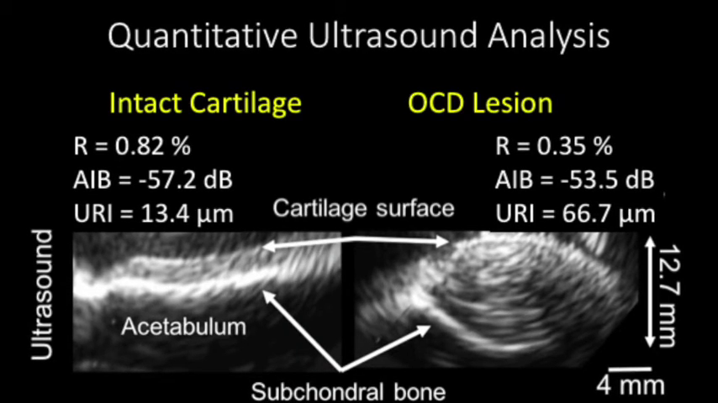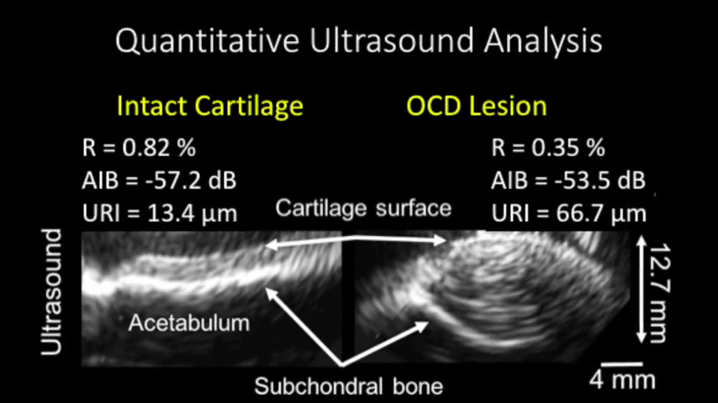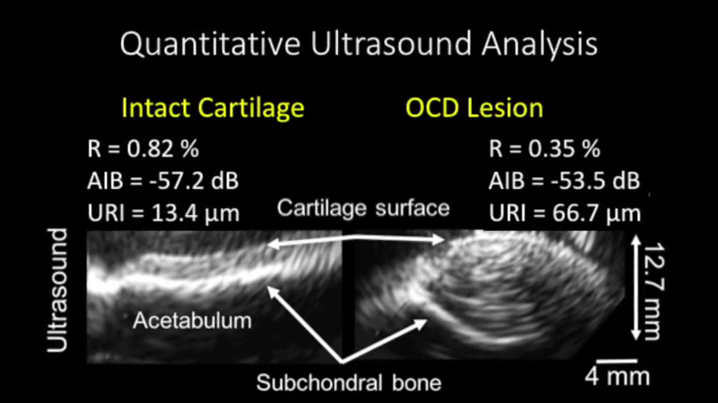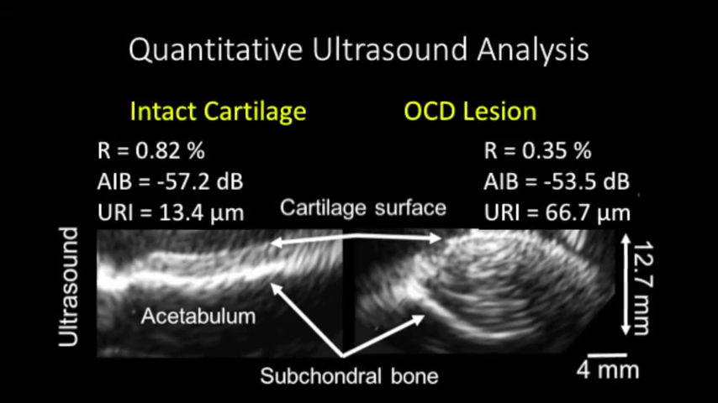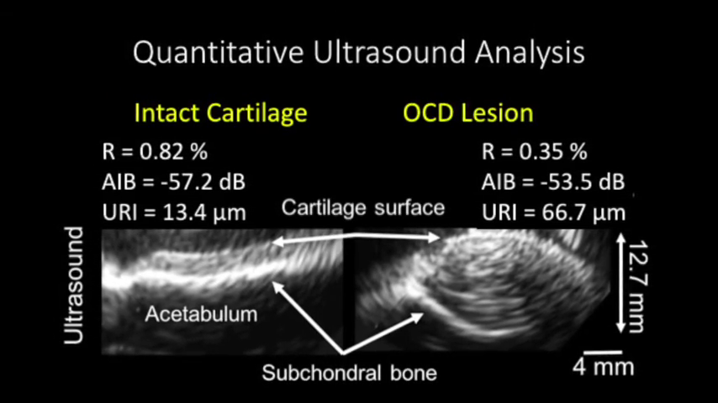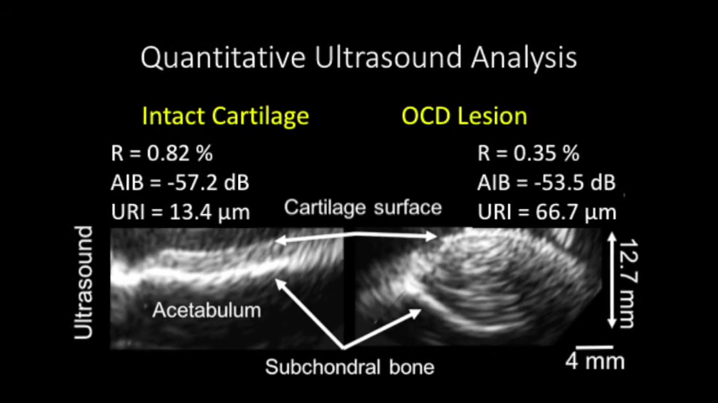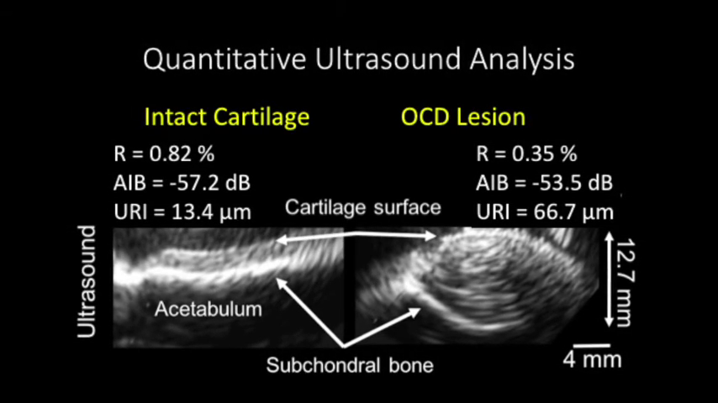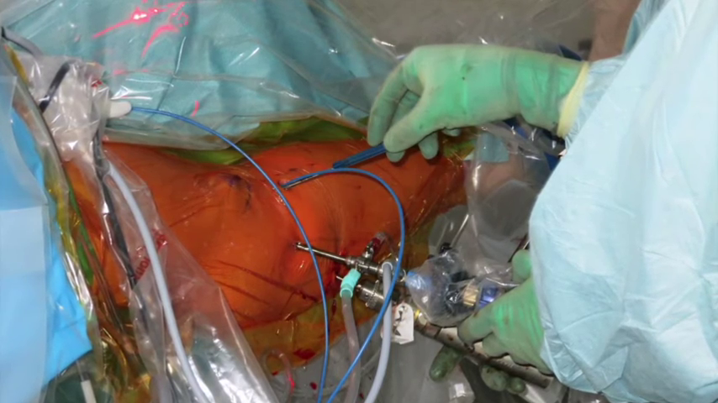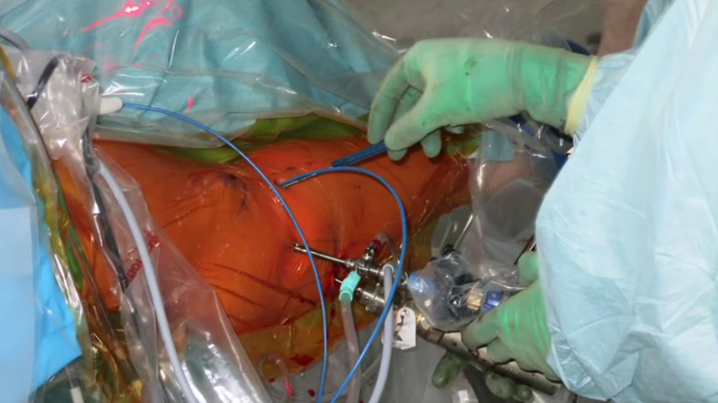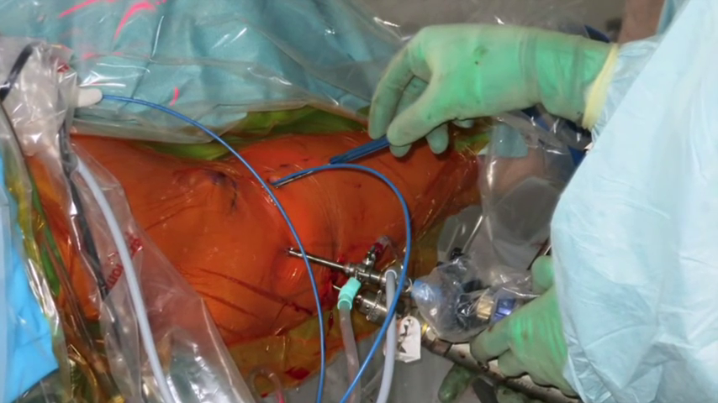Quantitative analysis of the ultrasound signal showed a decrease in the surface reflection and an increase in surface roughness and backscattering for the OCD lesion as compared with the intact cartilage in the acetabulum. The ultrasound reflection and roughness parameters are related to the integrity of the cartilage surface layer, whereas the backscattering parameter reflects the integrity of cartilage inner structures. Based on the anamnesis, MRI and arthroscopic findings, retrograde drilling and autologous bone transplantation was conducted for the patient.